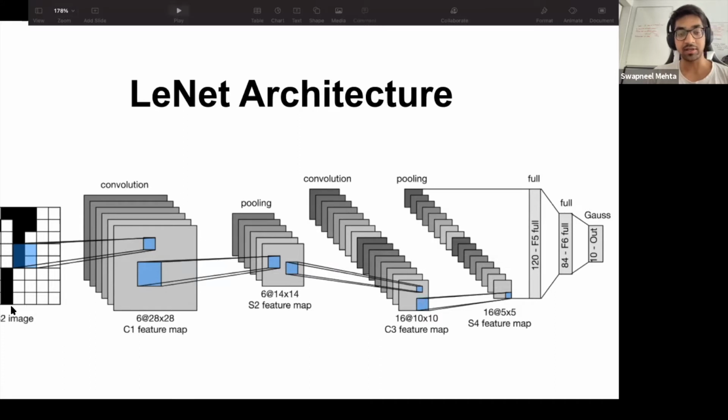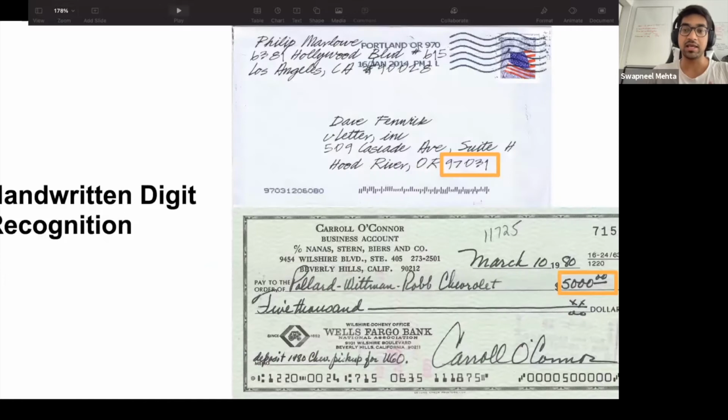So you have a 32 cross 32 image. I believe we've spoken about how an image is just a matrix of numbers. So this was just black and white. You have to identify the numbers on this sort of white background. And the numbers might be shifted and all of that, so you have to deal with those problems. But exactly the problem that they were solving is handwritten digit recognition.